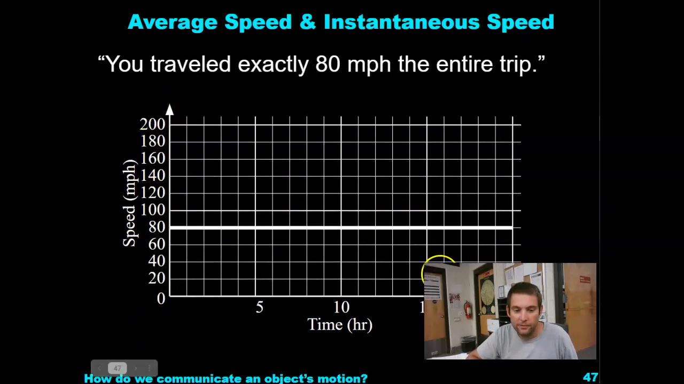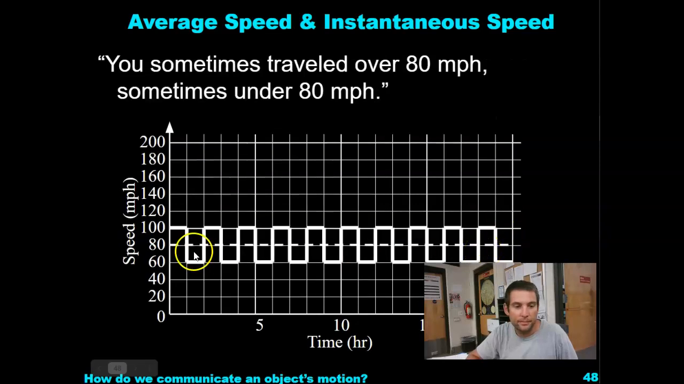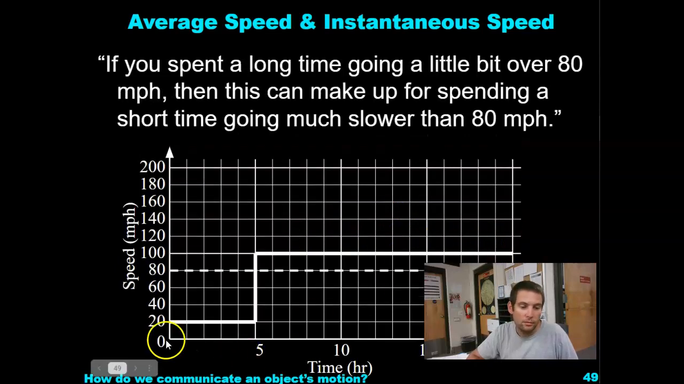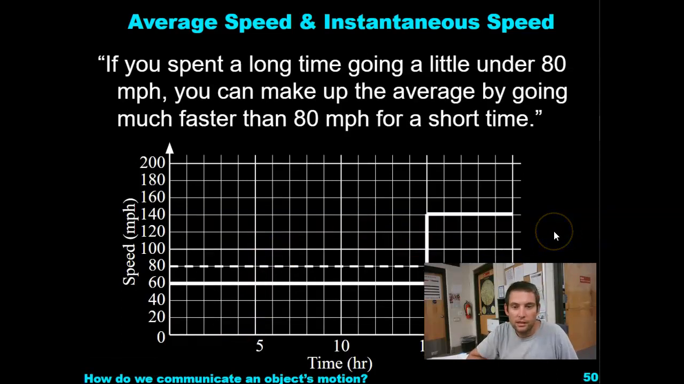Here's a graph where we have speed on our vertical axis, time on our x-axis. This is where we traveled 80 miles an hour the entire time. Maybe we went up to 100 and down to 60, up to 100, down to 60, and it just kept oscillating, going back and forth between those two numbers. Or maybe we started out real slow and then we picked up a lot of speed. Spend a long time going under 80, that is slow, then you can make up for the average by going much faster for a shorter amount of time.